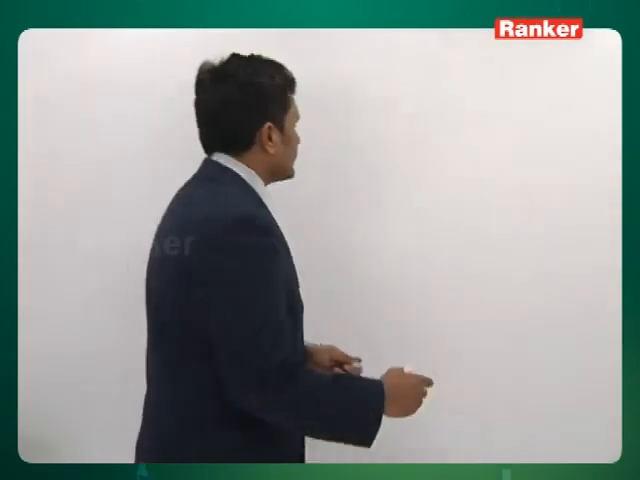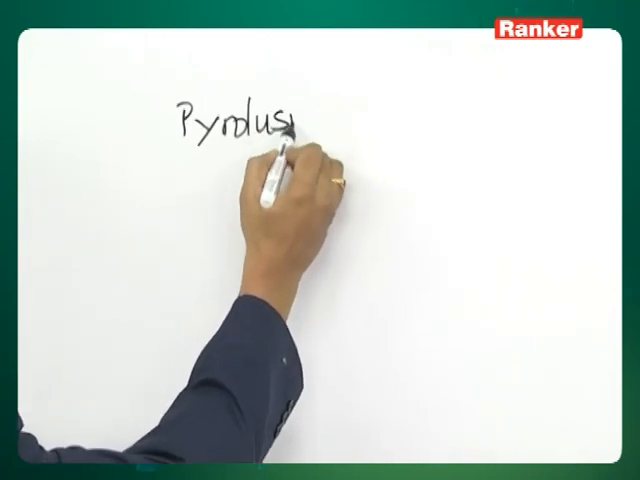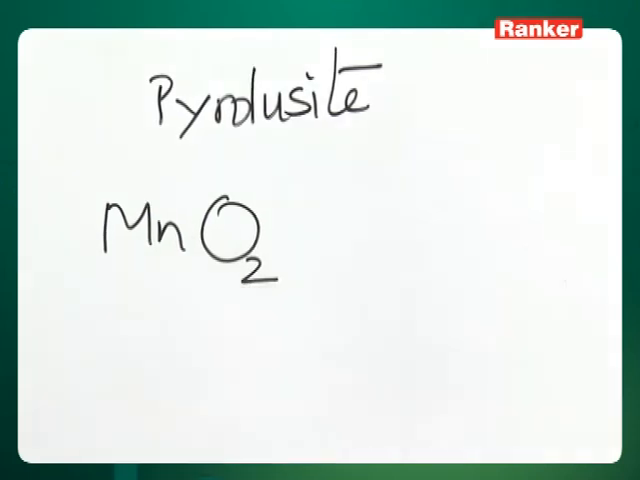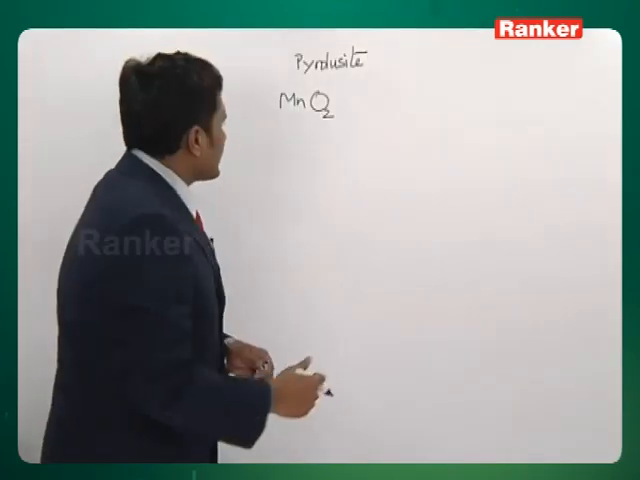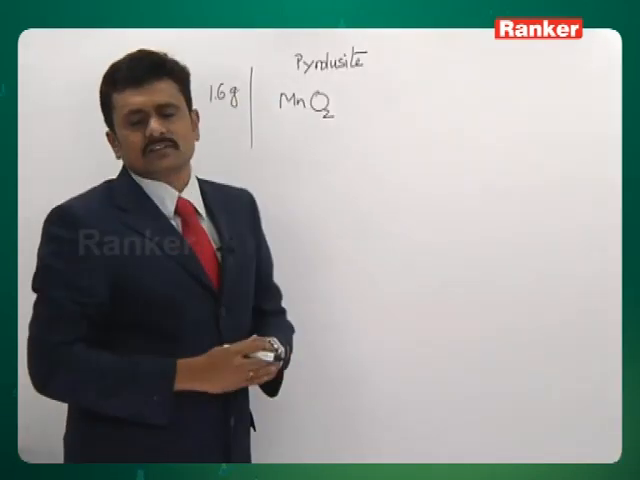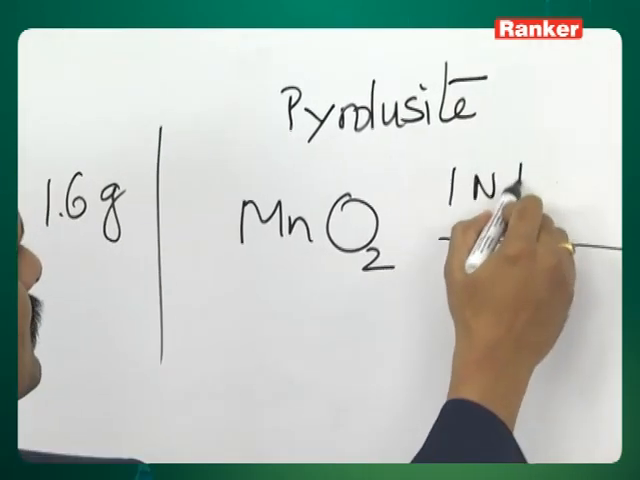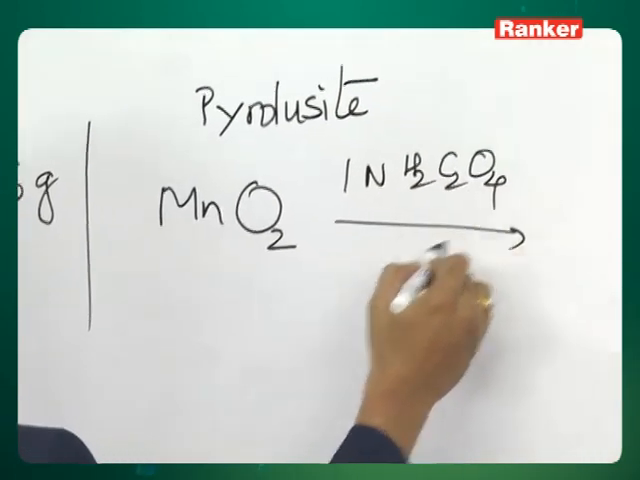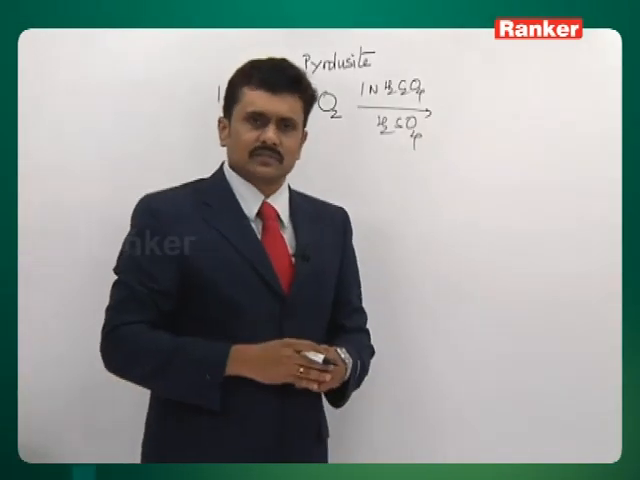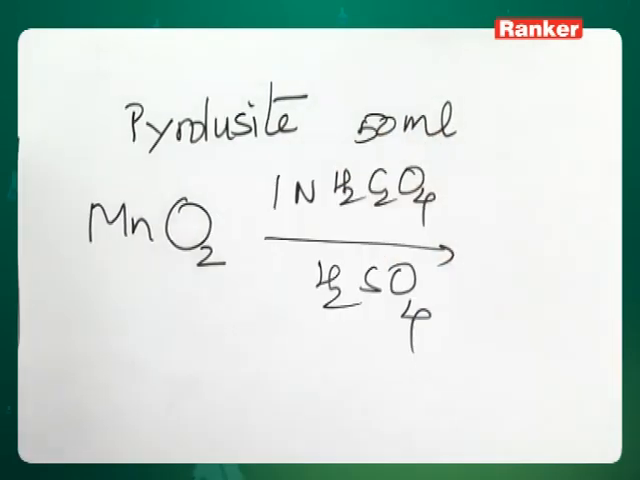Right, now you can see here that the pyrolusite ore is an ore of manganese. The compound is MnO2. Now we have taken 1.6 gram of such MnO2 which was added to some oxalic acid, I mean to say 1 normal oxalic acid, in the presence of H2SO4. Sulfuric acid is acting only as the acidic medium here, and you have been given the volume of oxalic acid as well, that is 50 ml.